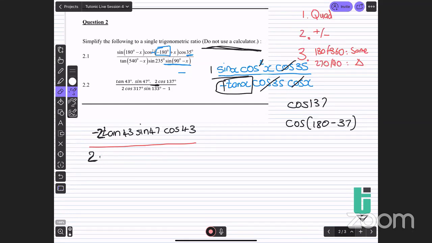What about sine 133? 180 minus 47 gives you 133. So that's sine of 180 minus 47. What's that going to be equal to? Sine 47. Yeah. Minus 1.